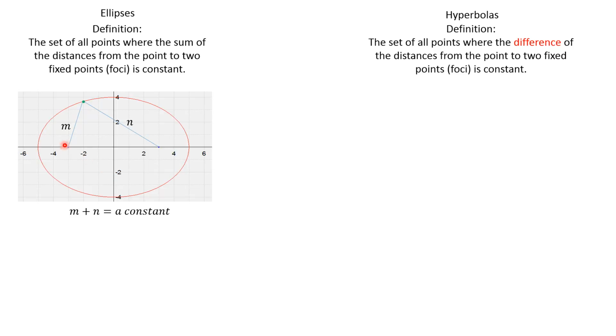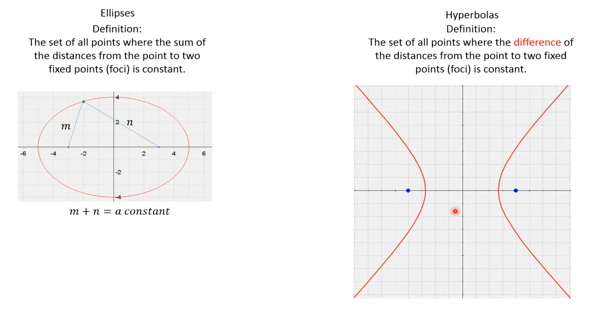So if we remember what an ellipse looked like, it was m plus n. If we had any point, we have our two foci, and m plus n was always going to equal the same number. In fact, it was always going to equal this distance, the distance of the major axis, which in this case is 10.